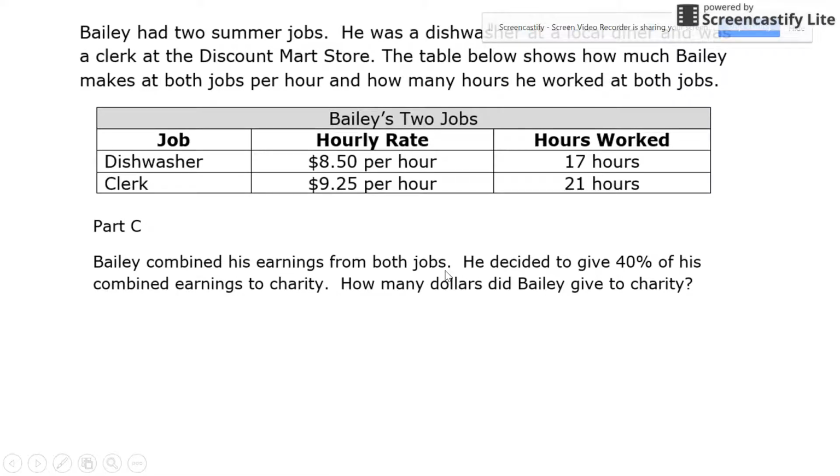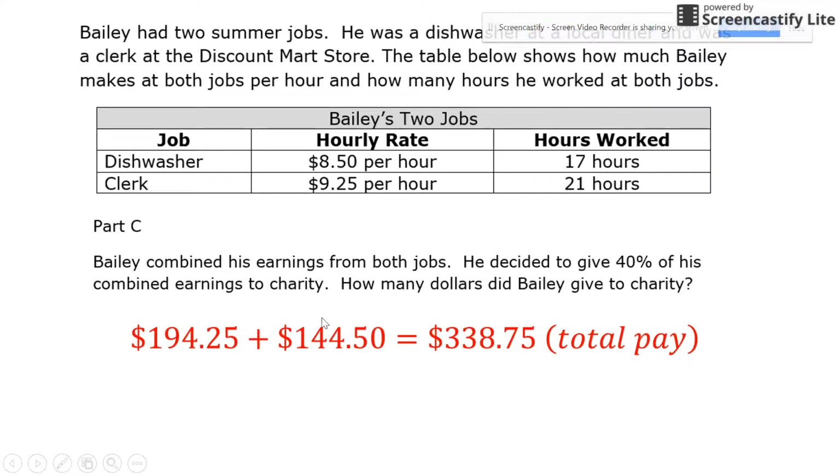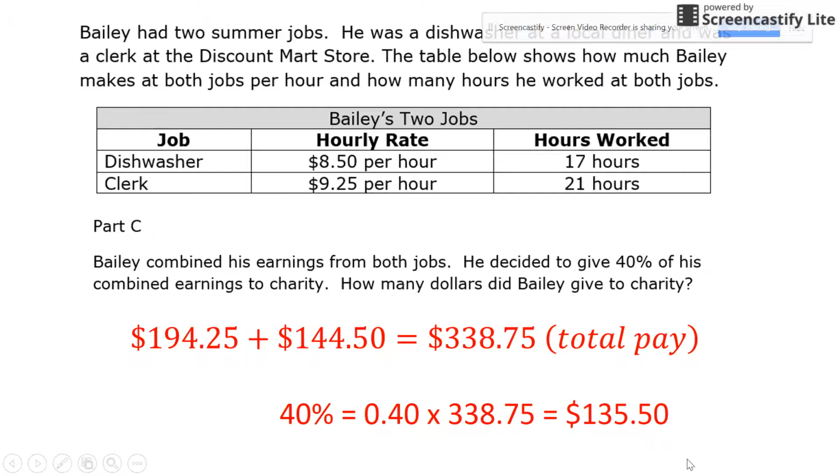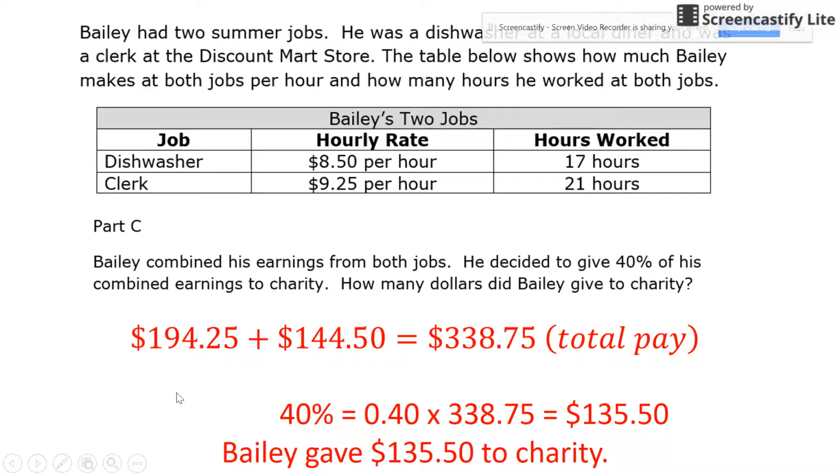A lot of these percent problems, just remember percent means multiply, or "of" means multiply, and percent is parts out of 100. So if you find that total pay, adding those two together, take that times 0.4, and that gives you how much he contributed to charity. Again, I'm showing the work there so you can see the process. You need to make sure that you explain those.